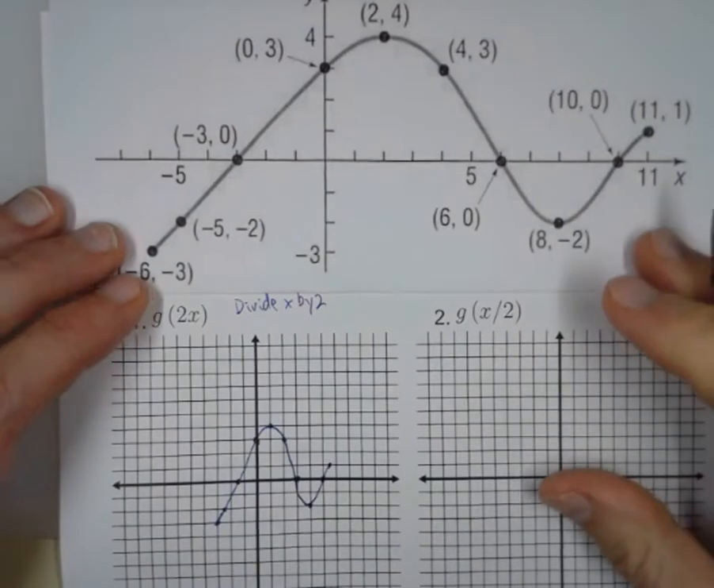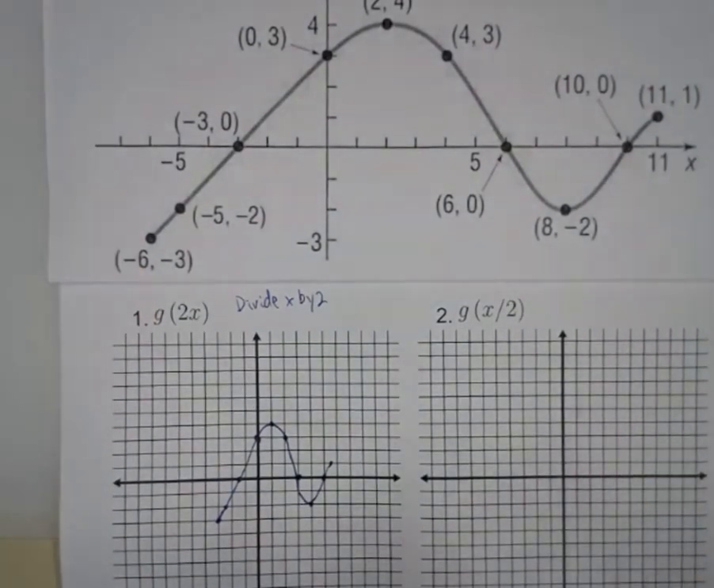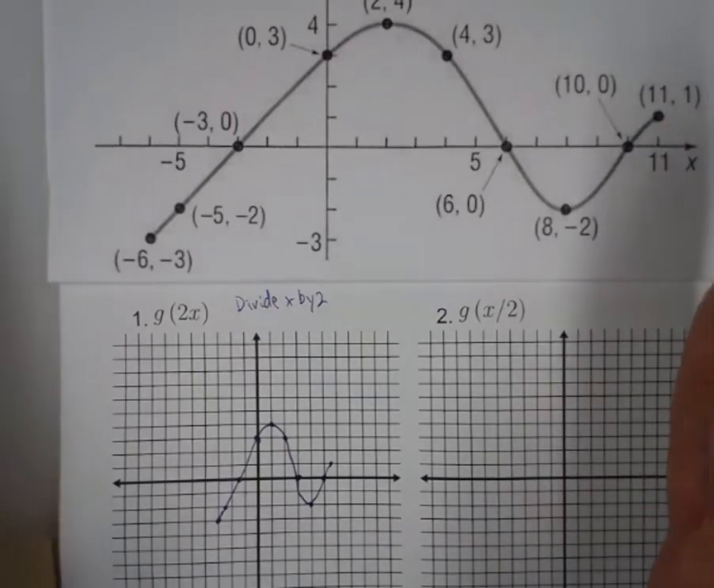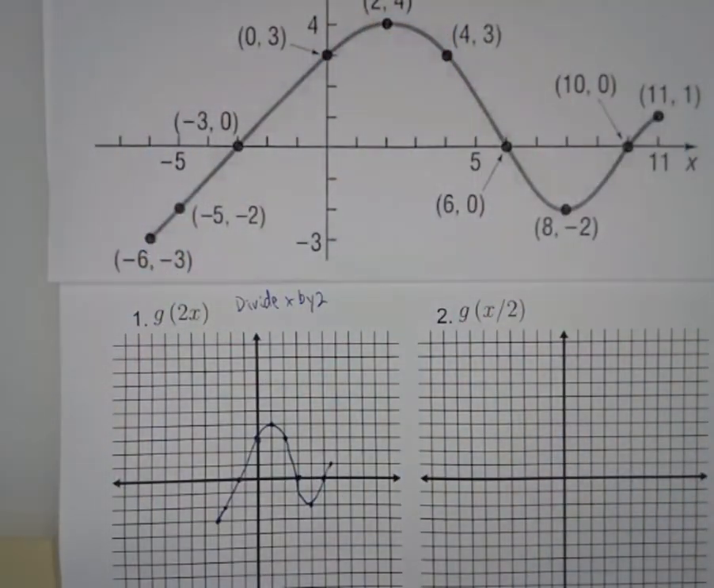So that's what this graph looks like. This got shrunk, or in some books they'll use the word compress. It's different language to communicate the same idea. We're taking this graph and we're compressing it this way, and that's what happened.